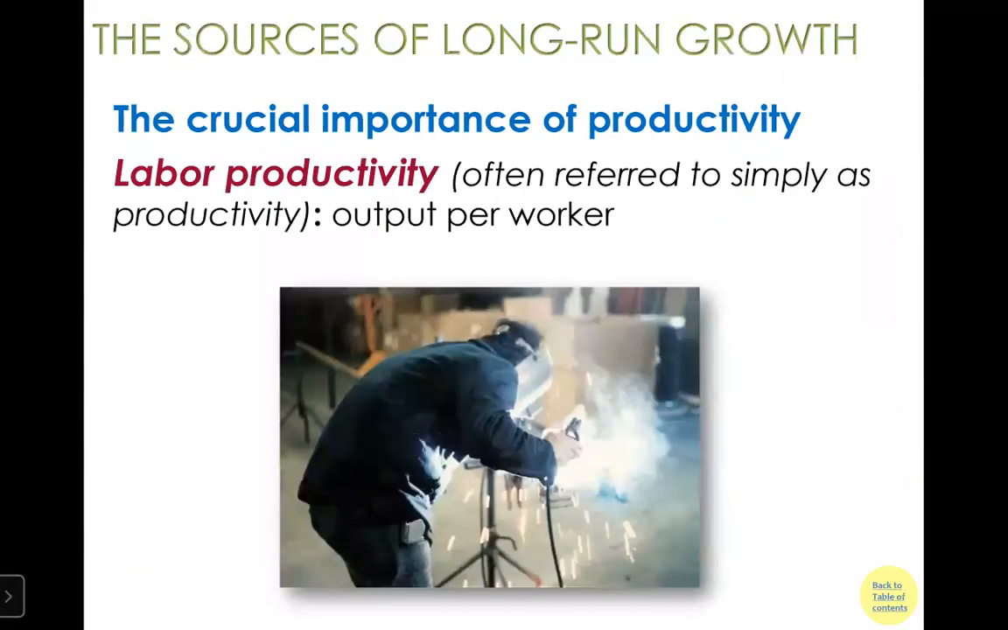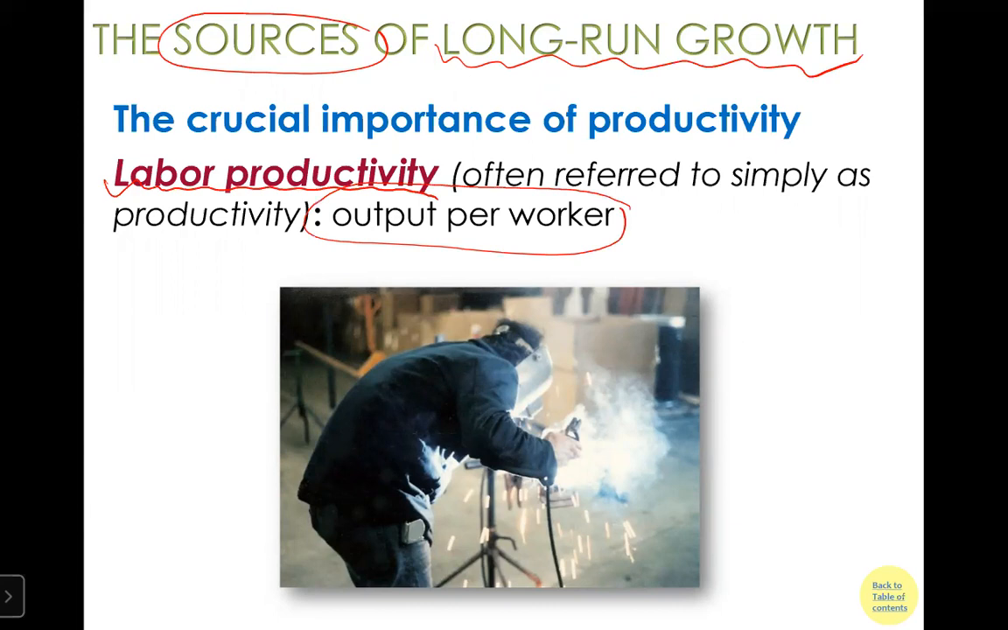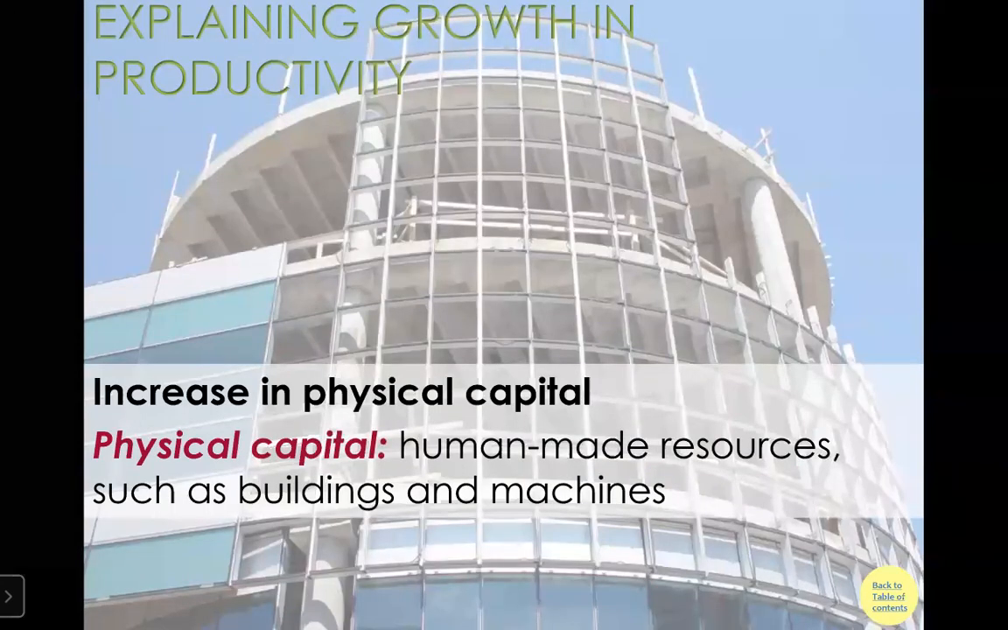Okay, now we look at the second topic, the source of long-run growth. What is crucial and important that gives us long-run economic growth? Okay, so we have identified a few things. First is labor. So first, we need to understand labor productivity. Labor productivity is output per worker, or essentially real GDP per worker.